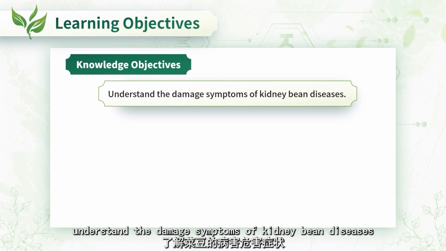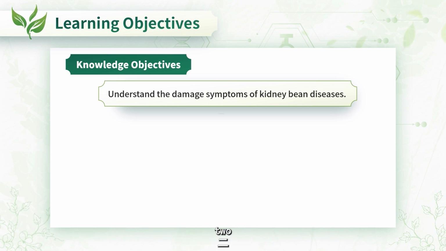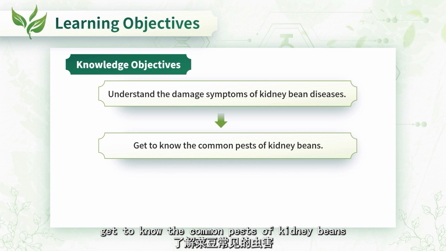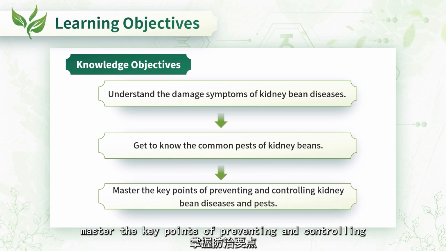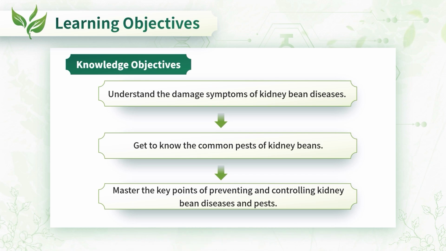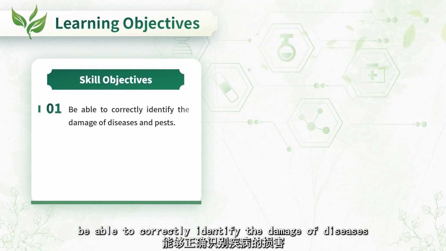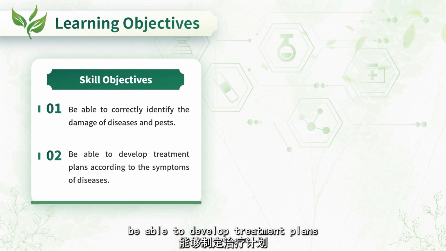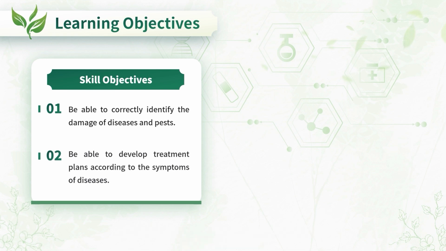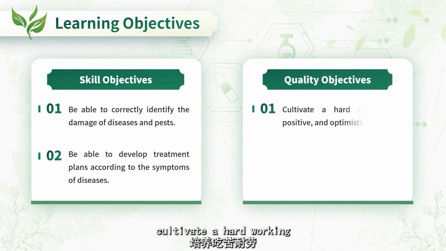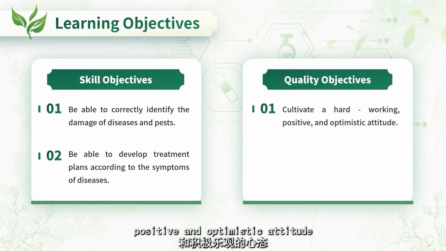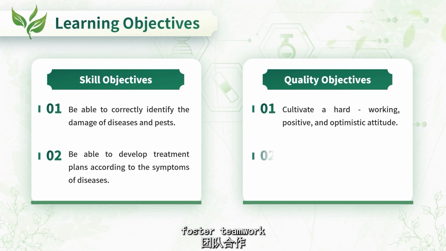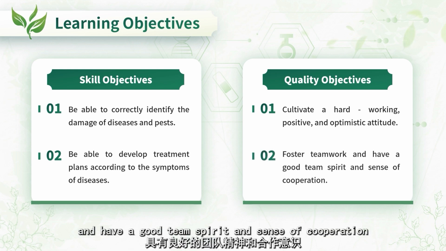Knowledge objectives. 1. Understand the damage symptoms of kidney bean diseases. 2. Get to know the common pests of kidney beans. 3. Master the key points of preventing and controlling kidney bean diseases and pests. Skill objectives. Be able to correctly identify the damage of diseases and pests. Be able to develop treatment plans according to the symptoms of diseases. Quality objectives. Cultivate a hard-working, positive, and optimistic attitude. Foster teamwork and have a good team spirit and sense of cooperation.